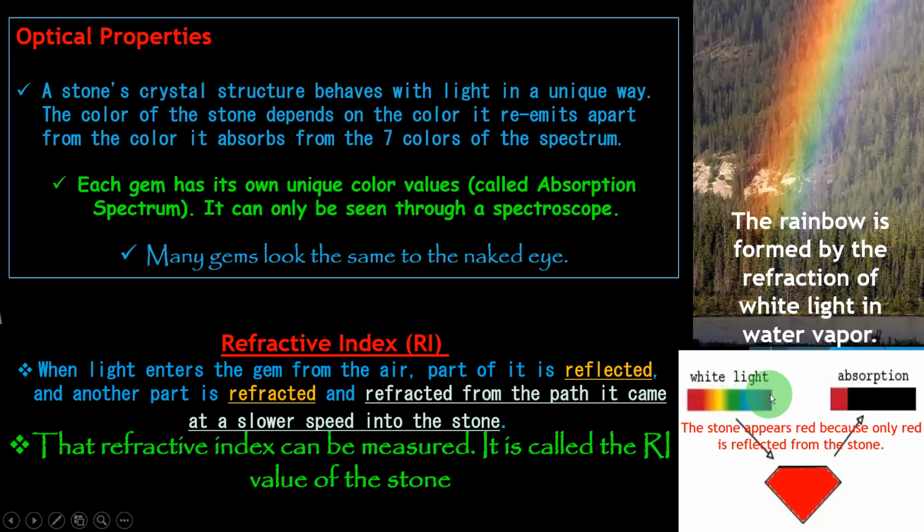But the white light contains 7 colors. With the 7 colors, this white light comes to the gem and the gem absorbs and returns only the red. The other colors are absorbed by the stone. So the gem is reflecting only the red color. So we can see this gem as a red gem.